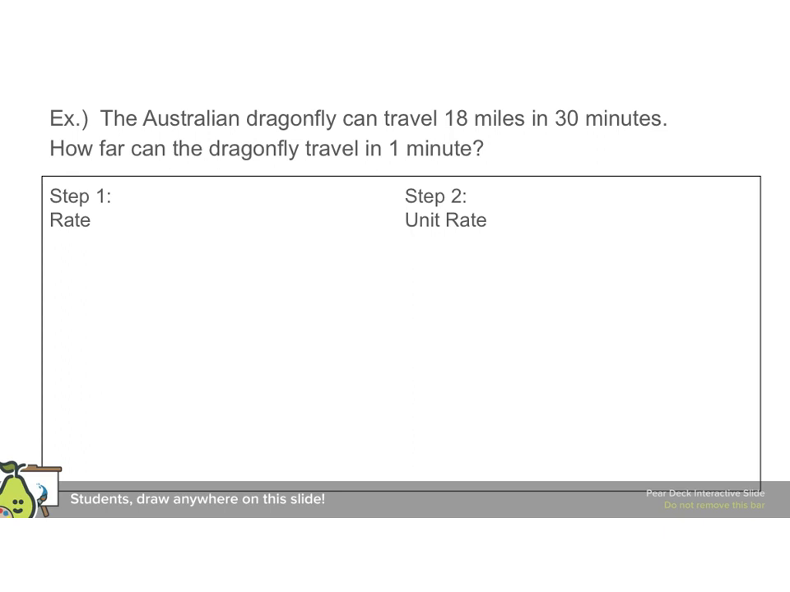So I have 18 miles on the numerator and 30 minutes on the denominator. And I got that from right here. So 18 miles and 30 minutes. And remember, time usually goes on the bottom. And then I want to find 1 minute.